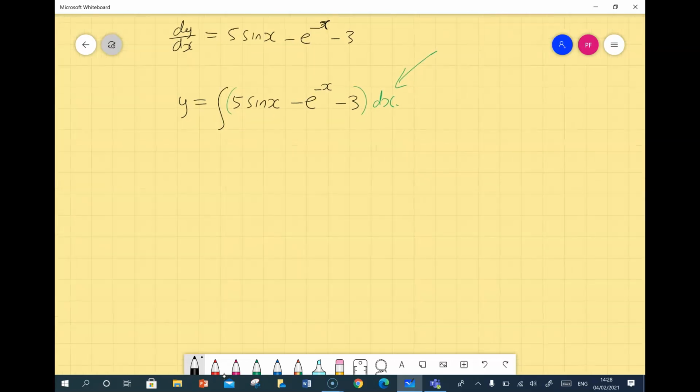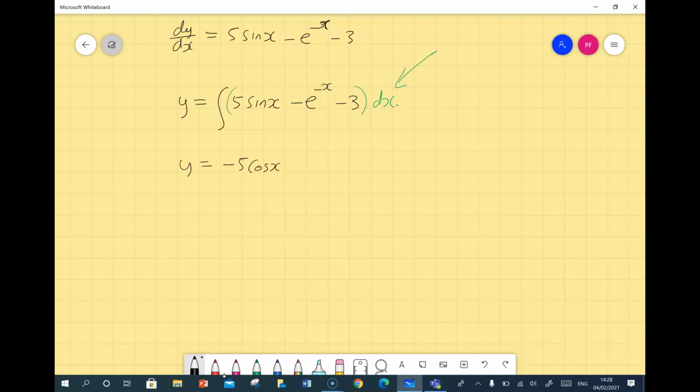Anyway, anecdotes aside, we integrate this, so it's an easy enough integral. So the integral of 5 sine x, so the 5 is multiplying, so I don't really care about that. It can sit outside. But the integral of sine x is minus cos x. So it'll be minus 5 cos x.